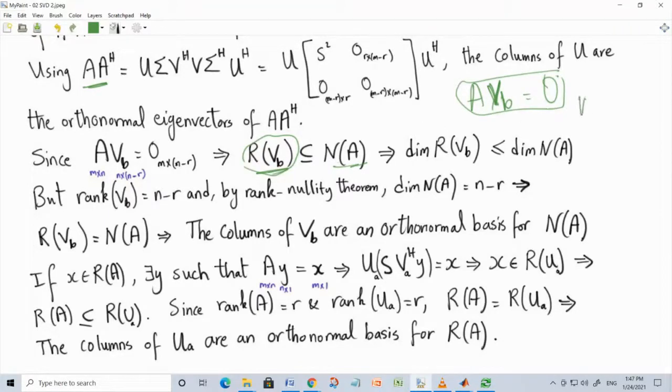Recall that VB is a matrix of size n by n minus r. Remember that we have matrix V, and we split it into VA and VB. Those in VA are the columns corresponding to the strictly positive eigenvalues of A Hermitian A, and those in VB are the remaining eigenvectors corresponding to the 0 eigenvalue. Those are orthonormal, so they are linearly independent, and we have n minus r of them.